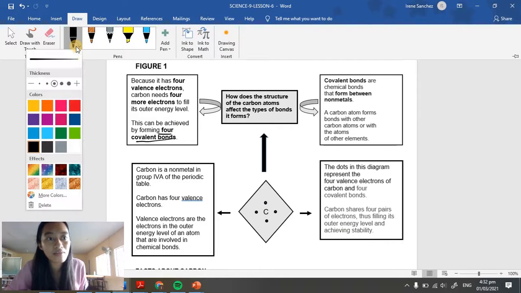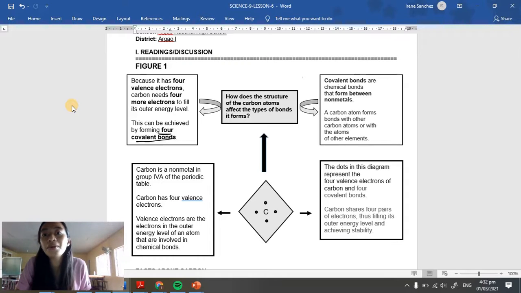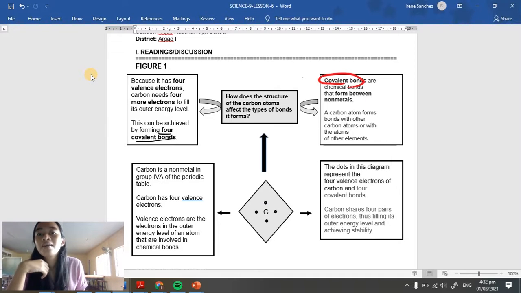Let's change the color into about this one. Okay, so covalent bonds are chemical bonds that form between nonmetals. So if you remember what nonmetals are, they are at the right side of the line that we studied in the previous SLHT. Examples we have nitrogen, carbon, oxygen, and so on. So if they form bonds, it is called covalent bonds. A carbon atom forms bonds with other carbon atoms or with atoms of other elements.